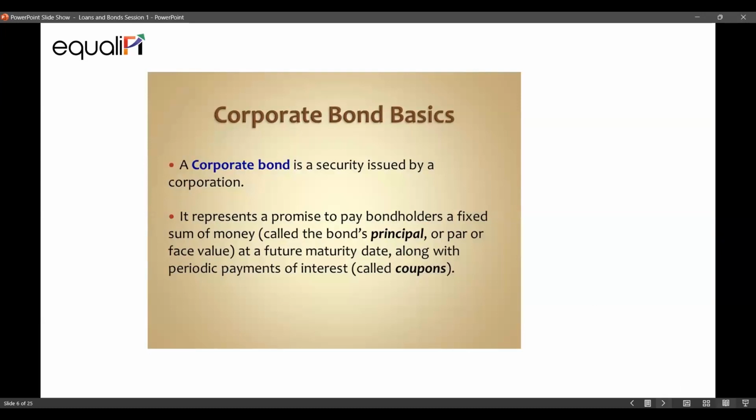Next, we are going to discuss a bit about corporate bonds. So what is a corporate bond? A corporate bond is a security issued by a corporation. Suppose L&T is issuing a security, or Tata Power is issuing a security. It represents a promise to pay bondholders a fixed sum of money called the bond's principal, or par or face value, at a fixed maturity date, along with periodic payments of interest.